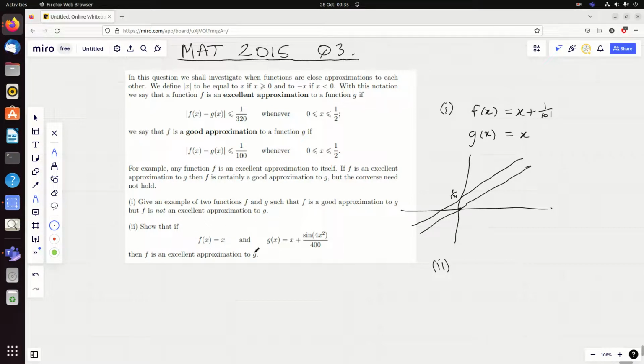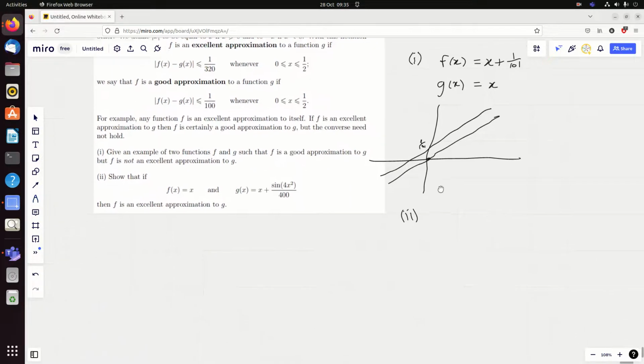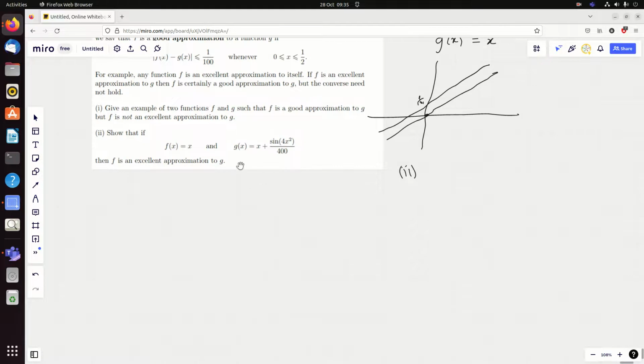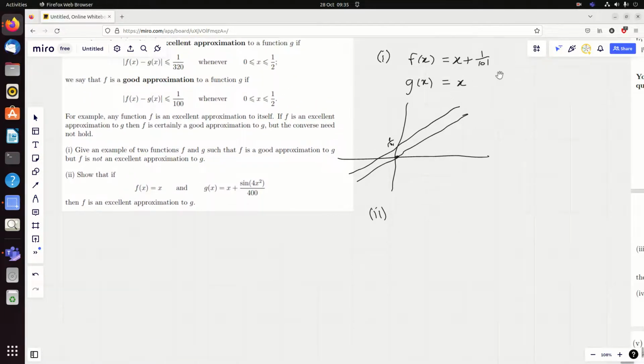Whereas f of x is x, g of x is x plus sine of 4x squared over 400. Before I actually write down what I'm going to do to justify my answer here, I'm just going to point out, for exactly the same reason as this is obvious, when you subtract, the x's are going to cancel. In other words, the difference is sine of 4x squared over 400.